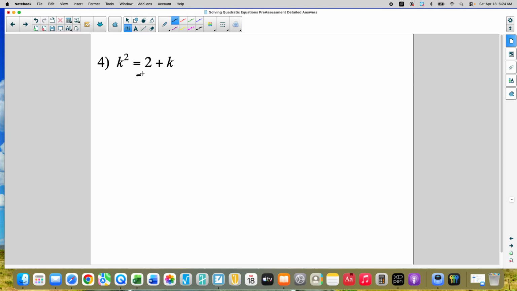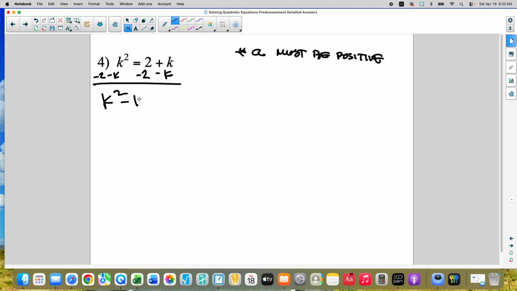Set it equal to 0. We're going to subtract 2, subtract k, subtract 2, subtract k. My k needs to be, or my k squared, no, not k squared. My a value, a must be positive. When factoring, it doesn't have to be 1, it just needs to be positive when we're factoring. And we're using the factoring technique for all of these problems. So just keep that in mind.